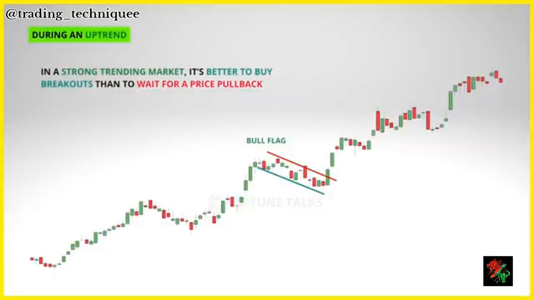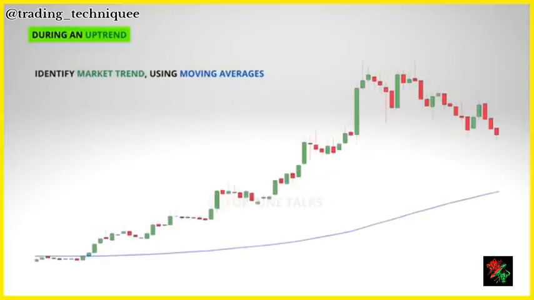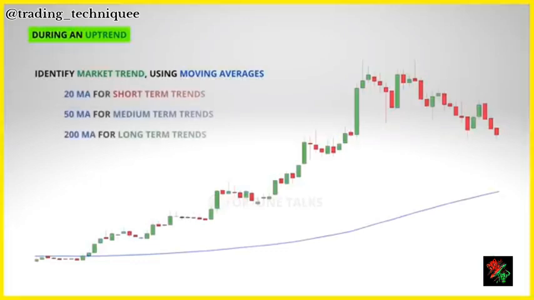Here's how you can trade bull flags in a trending market. Now the first step obviously is to find the market trend. You can look for a strong trending market with the use of moving averages. For example, for short-term trades, you can make use of the 20 period simple moving average, and for swing or positional trading purposes, you can make use of 50 or 200 period moving averages.